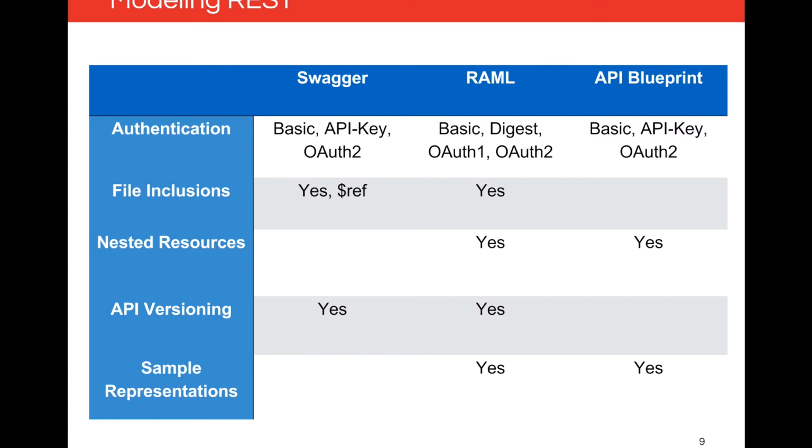Sample representations is very interesting because not only does it help with the documentation for people to understand, here's an example of something that you could pass, or an example of something that you might receive in a response, it also helps because it provides input for mock servers. So basically you can click a button and start a mock server based on a RAML or API Blueprint documentation, and then it will return sample representations as the body of the responses. And this is without even having any server-side code written.